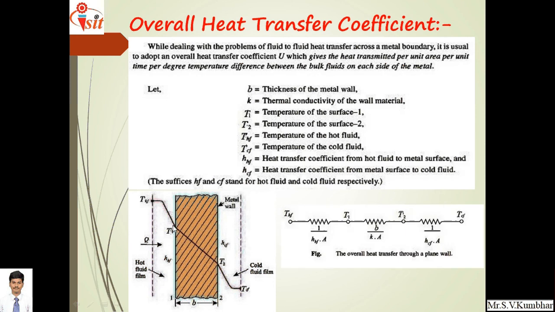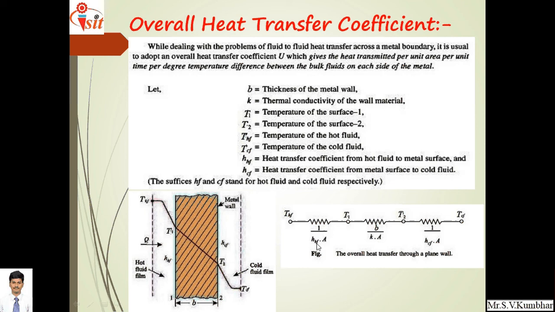Now if you draw its equivalent circuit, heat will be transferred from this hot gas to metal by convection, then from T1 to T2 by conduction, and from this T2 to TCF by convection. Now two modes of heat transfer come into the picture. First, the heat transfer from hot fluid to metal surface by convection, then within the metal by conduction. From T1 to T2 heat transfer takes place by conduction, and from this metal surface to ambient air by convection. So three resistors are shown.